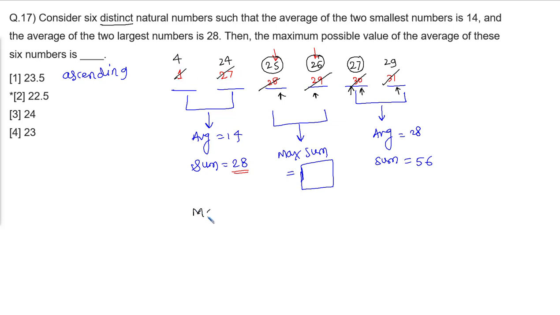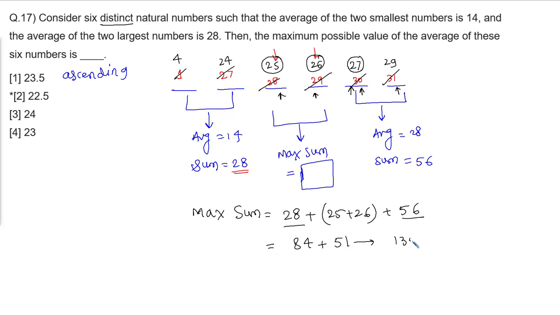So the maximum possible sum is going to be how much? Is equal to 28 first two numbers, then next two numbers is 25 plus 26, and the last two numbers the sum is 56. So this addition is equal to 56, 28 is 84, and this is 51, that is 135. And then the maximum average is equal to how much? 135 divided by number of terms 6, that is equal to 22.5.